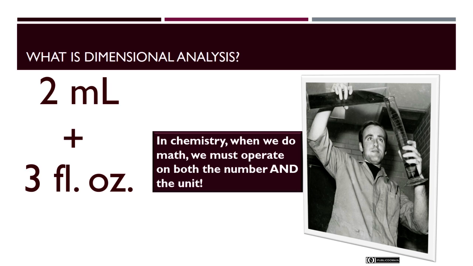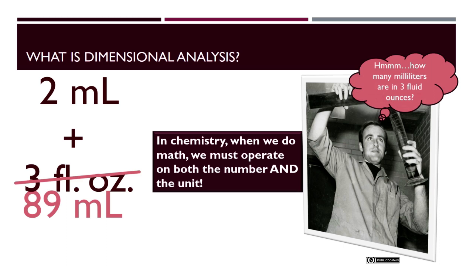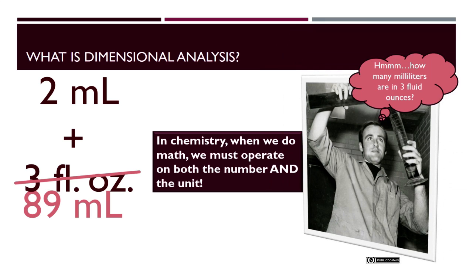If our chemistry guy here wanted to add 2 milliliters and 3 fluid ounces together, he'd want to get both of those measurements in the same unit. So perhaps he'd ask the question, how many milliliters are there in 3 fluid ounces? It turns out that there are almost 89 milliliters in 3 fluid ounces. So in this case, 2 plus 3 equals 91. When our chemistry guy here converted 3 fluid ounces to 89 milliliters, he did dimensional analysis.